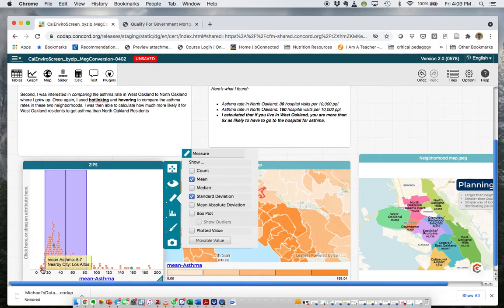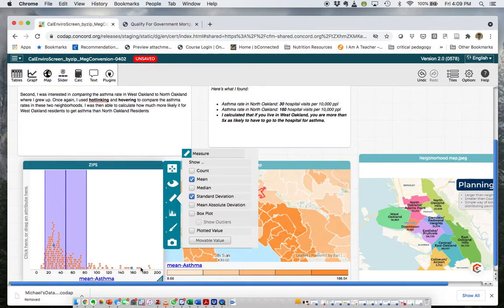Los Altos, Palo Alto, Moraga. And you could say, what do these communities have in common that's causing their asthma rates to be so low? And on the other hand, you can look to the other side of the standard deviation. And you can find these communities here, and you can say, what's causing these asthma rates to be so high?